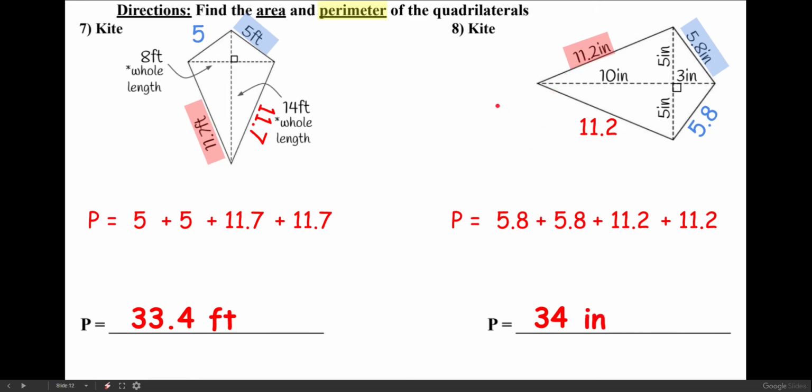And that's it. That is how you find the area and perimeter of rhombuses and kites. Go ahead and try some on your own. Good luck.